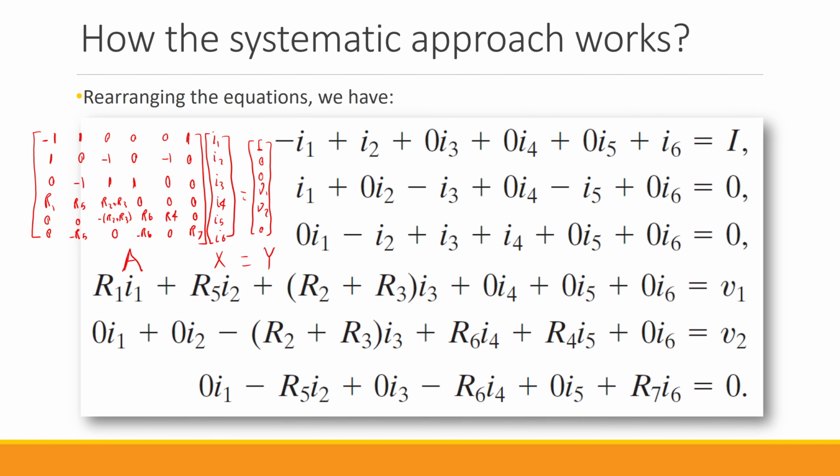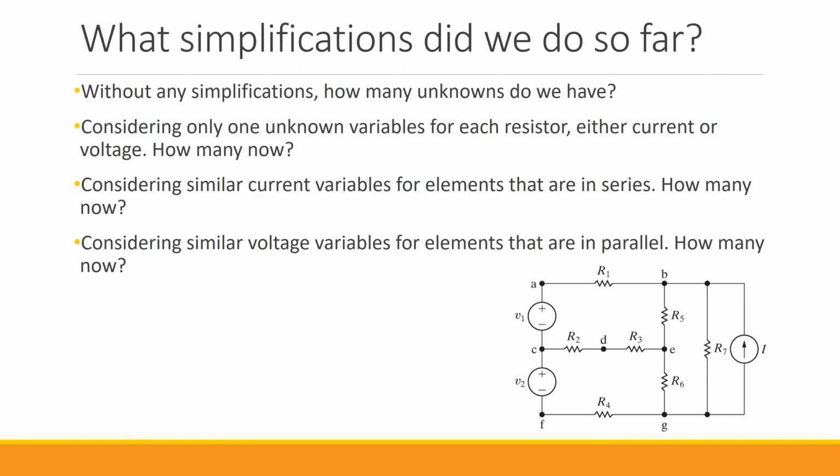So now let's just summarize. Without any simplifications, how many unknowns did we have? We had 7 resistors for which we wanted to know both voltage and current. So that is 14 unknowns. Also for the 2 voltage sources, we wanted to know the current for both of them. So that makes it 17. And finally, for this independent current source, we wanted to know its voltage. So in total, we had 17 unknowns.